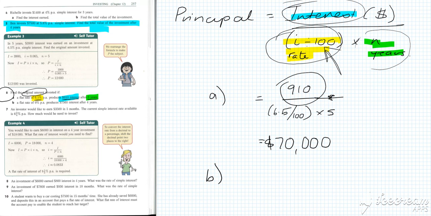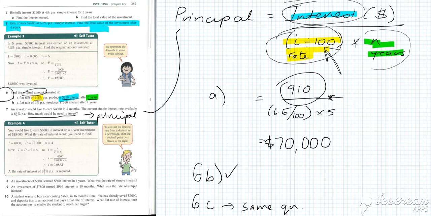Right, once you've given 6B a go, I'd like you to give 6C a go as well. It's the same question, they've just asked it differently. So you see here that how much would you need to invest? That is our magic word for our principal. Okay, so this formula here. Once we've done that, we'll move on to the next section.